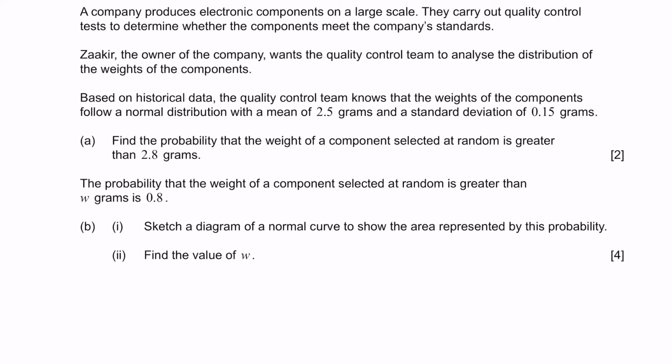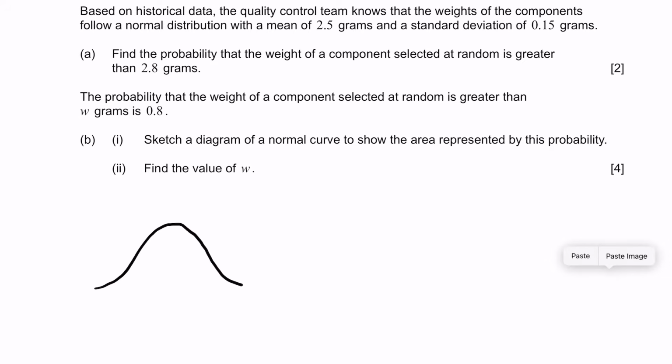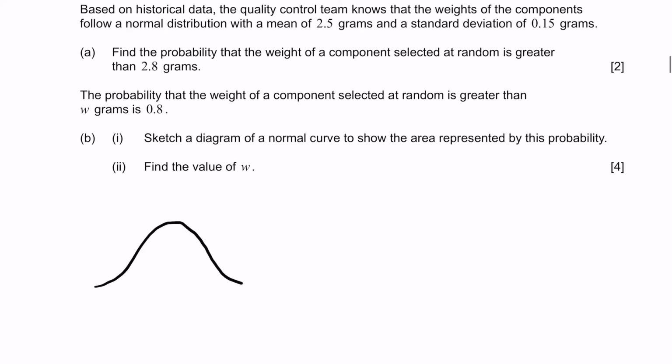So some key information here. We've got a normal distribution, so we're in the realm of this normal distribution, and we have a mean and standard deviation. Now we want to find the probability that some component is greater than 2.8 grams. So I'm actually going to sketch this out because I think sketches for normal distributions really help show what's going on. And they're also a way to get method marks, potentially, as well. So probability that the weight of a component is greater than 2.8 grams. So what do we have here? We have a normal distribution, symmetrical about the mean.